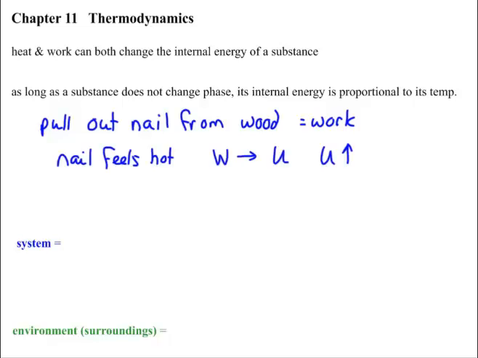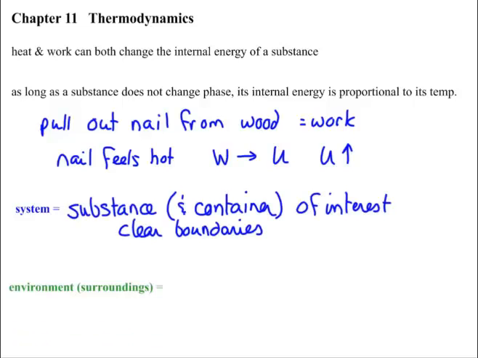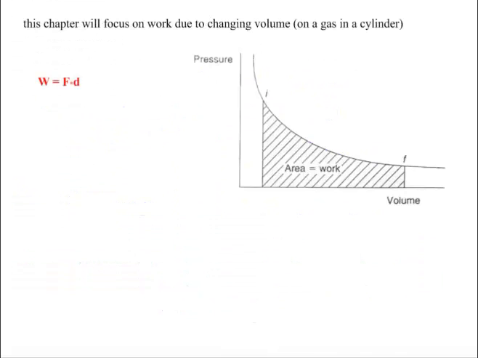In thermodynamics, we're going to be working with two parts of our universe. We're going to be working first with the system, and we're going to define the system as the substances of interest, the container, the mechanism that's going on, and it has a clearly defined boundary. The environment then is everything else, the surroundings, and the surroundings can affect the system. The system can also affect the surroundings. For Chapter 11, we're going to focus on the energy changes due to work and heat on gas in a cylinder. So we're focusing on gas in a piston cylinder or in a refrigeration tube cylinder.